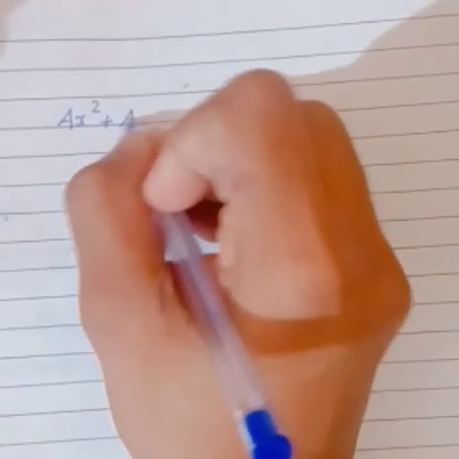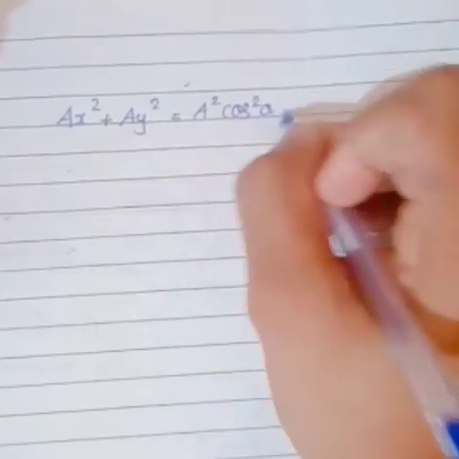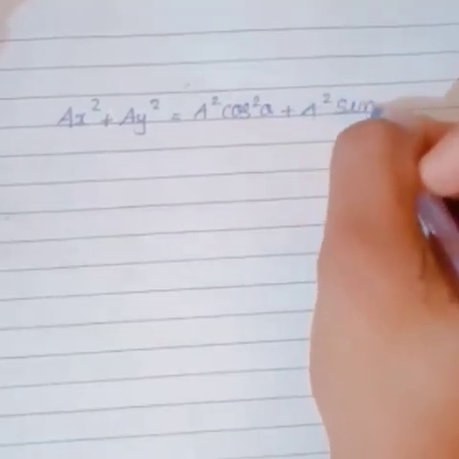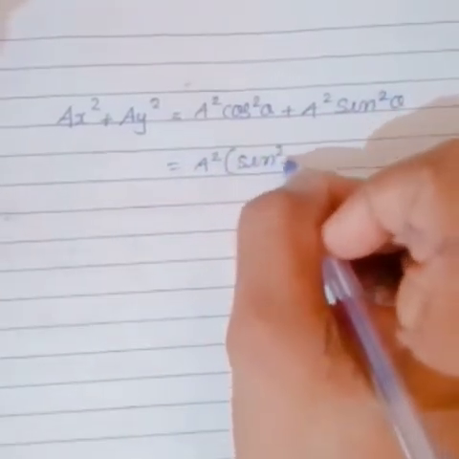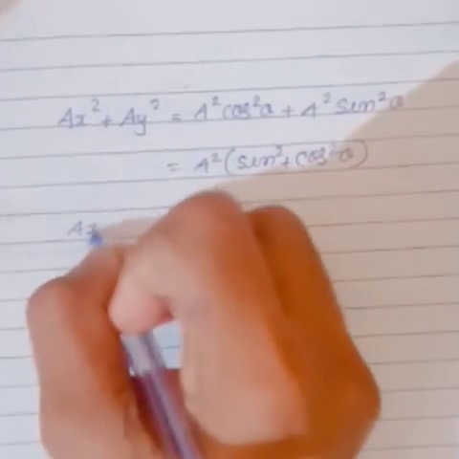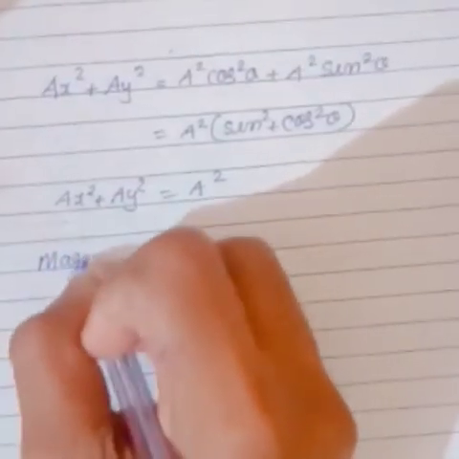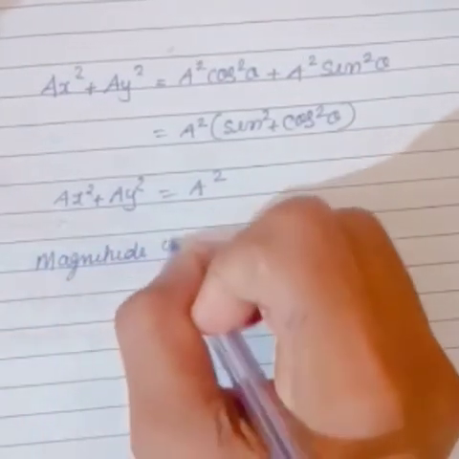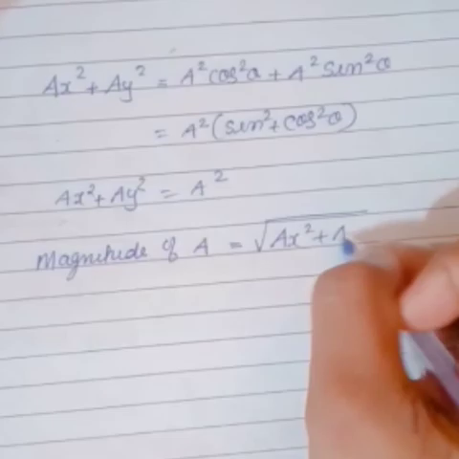Okay. Next step you have to square and add. Ax square plus Ay square is equal to A square cos square theta plus A square sin square theta. Taking A square outside, that is sin square theta plus cos square theta. Sin square plus cos square theta is 1. So Ax square plus Ay square is equal to A square. So the magnitude of vector A is equal to root of Ax square plus Ay square.